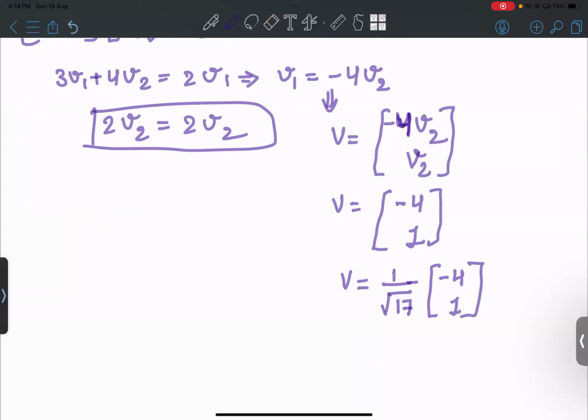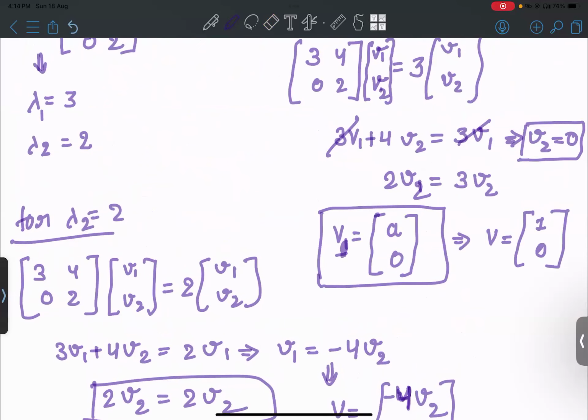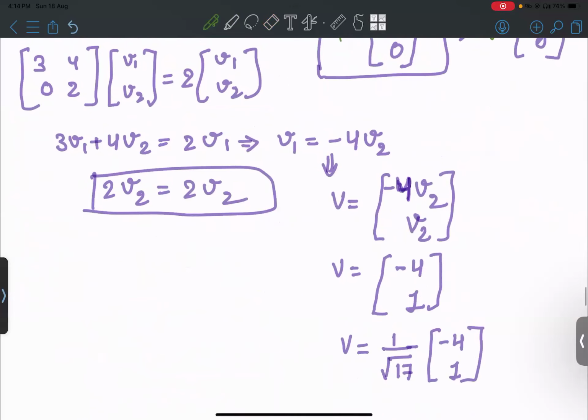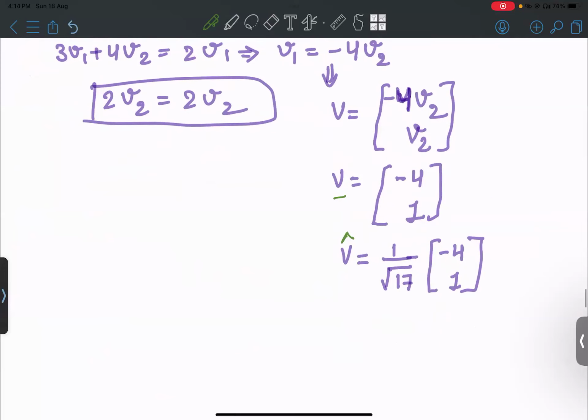Suppose the first one I have expressed as u, and this is my v, this is my v hat. So what I want to find now is u dot v divided by under root of u dot u times v dot v.